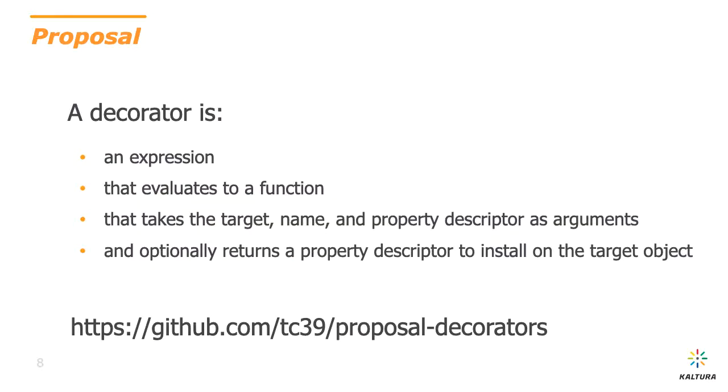And his proposal was: a decorator is an expression that evaluates to a function that takes the target, name and property descriptor as arguments, and optionally returns a property descriptor to install on the target object. Now, this is the original proposal back in 2015. It has changed a lot because this proposal is relevant only for method decorators. Since then, class decorators, property decorators, parameter decorators and more were added. So this is the original proposal.